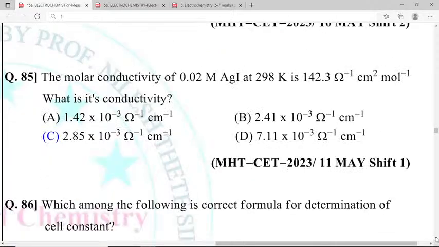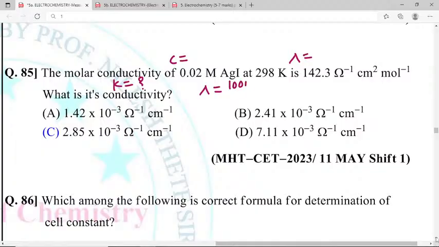Concentration is given, molar conductivity is also given. What is the value of conductivity? Question mark. Formula, molar conductivity is 1000 K divided by C. So K is equal to lambda multiplied by C divided by 1000. Substitute the values, we will get the answer 2.85 into 10 to the power minus 3.